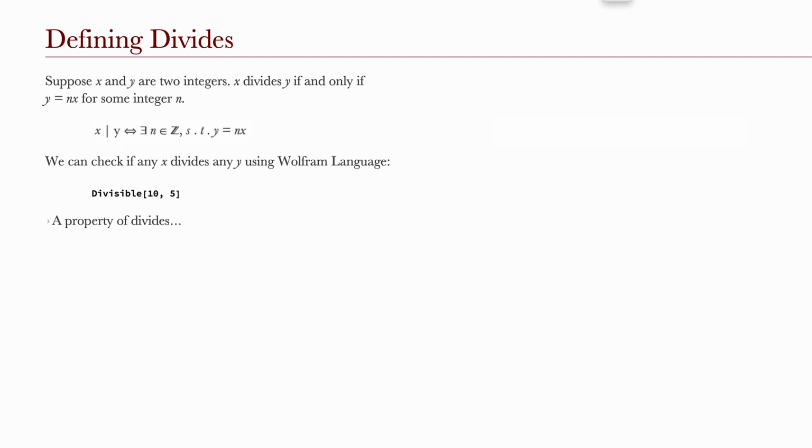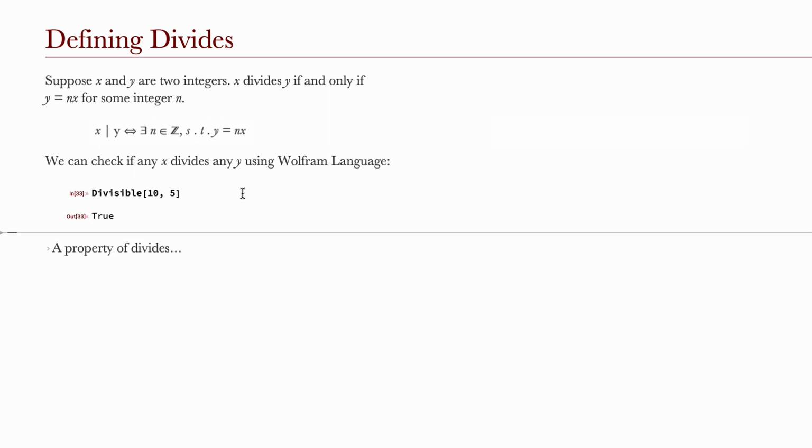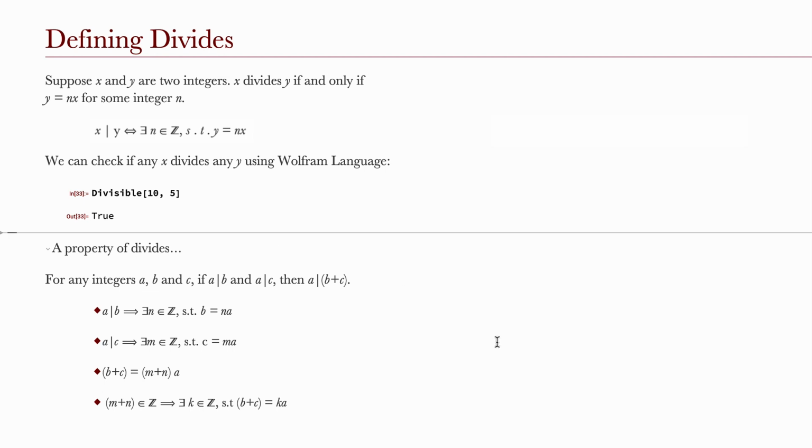We can check if any given x divides any given y using the Wolfram language, using the function Divisible. Here we have y equals 10 and x equals 5, which will come back true because 10 is equal to 5n for n equals 2. A property of this function is that for any integers a, b, and c, if a divides b and a divides c, then a divides b plus c.